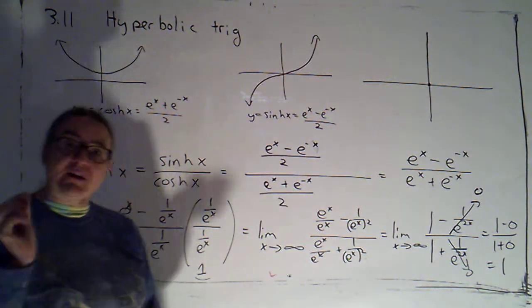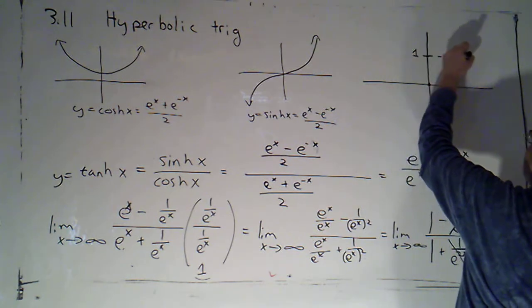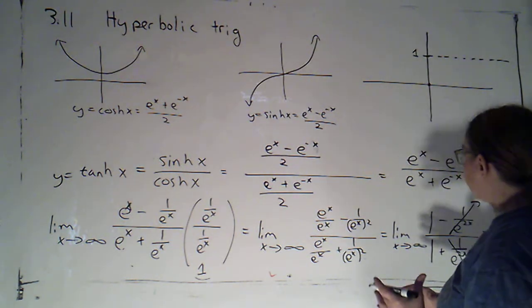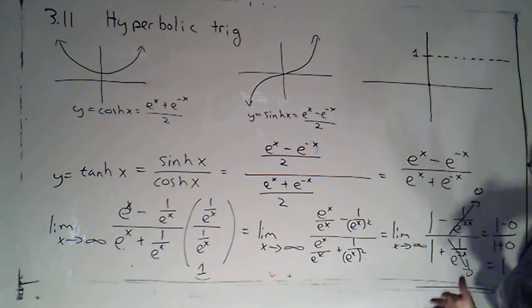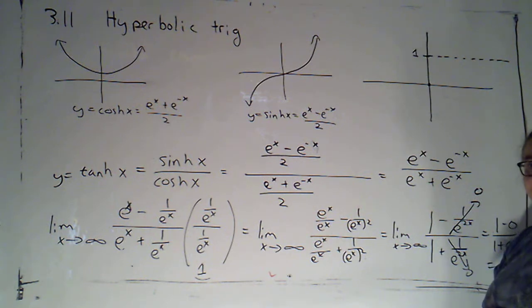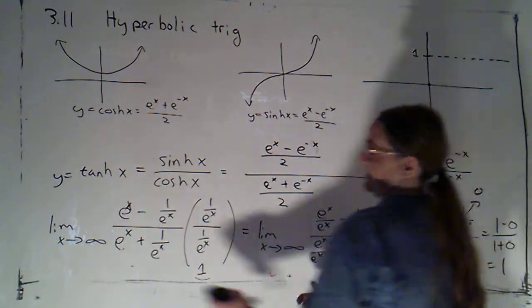Tanh is going to have a horizontal asymptote at height 1 on the right side of the graph. You'll notice tanh is defined everywhere, so it doesn't have any vertical asymptotes, but it has this horizontal asymptote on the right side. Let's see what happens on the left side.